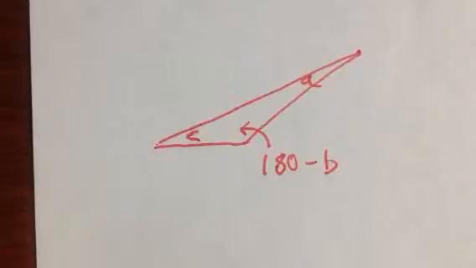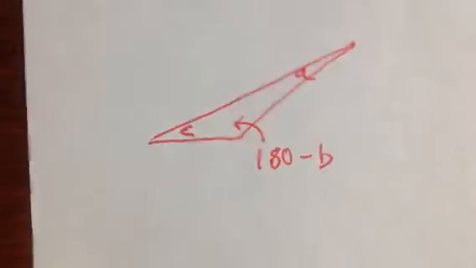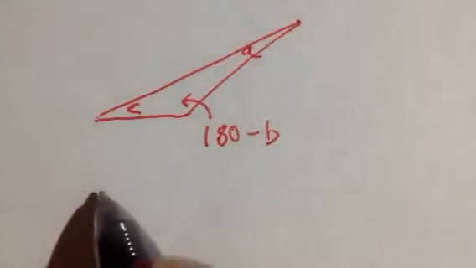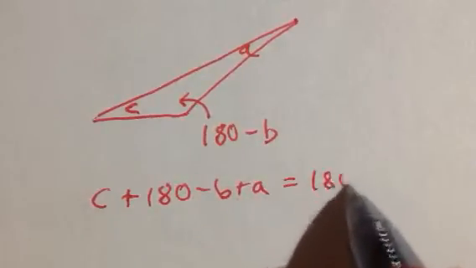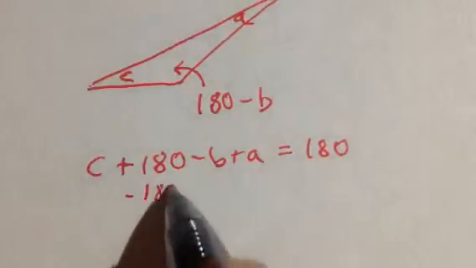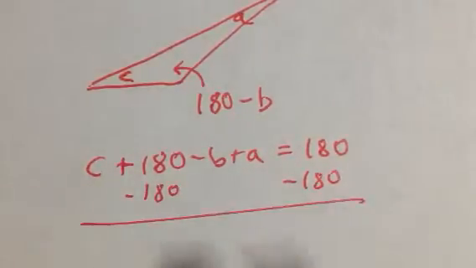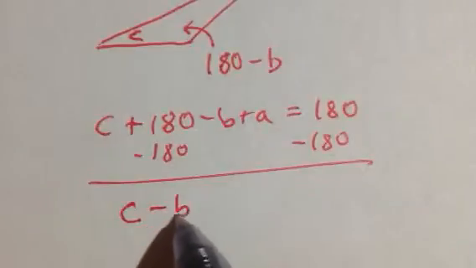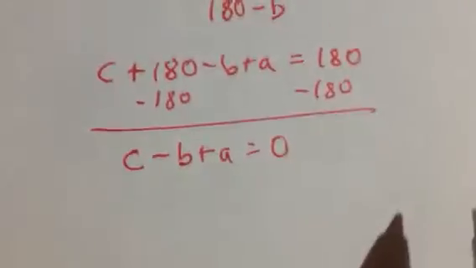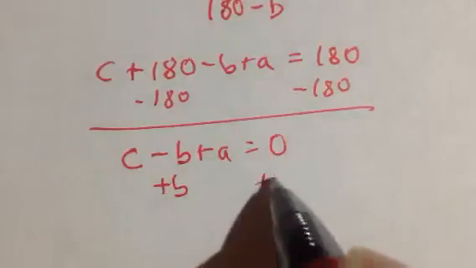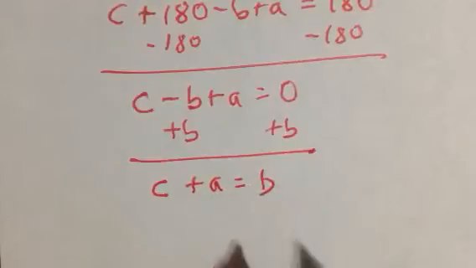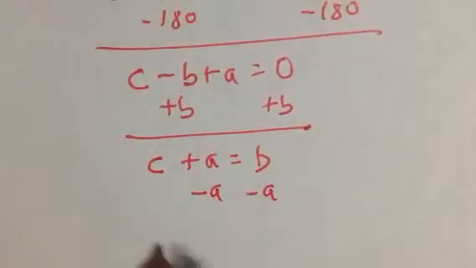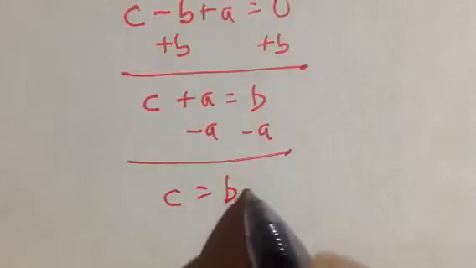So we have once again, by the sum of angles of a triangle equaling 180, that C plus 180 minus B plus A has to equal 180. We can subtract 180 from both sides. That gives us C minus B plus A equals 0. We can add B to both sides, thereby coming up with the equation C plus A equals B. And now we can subtract A from both sides. That gives us C equals B minus A.